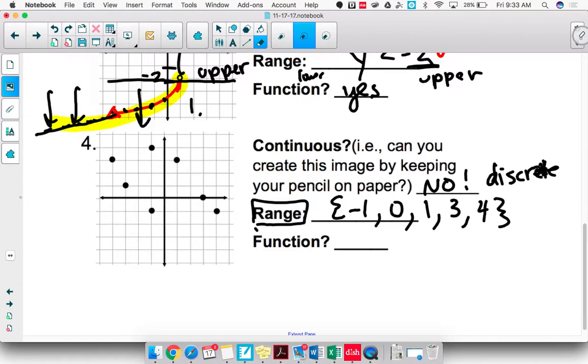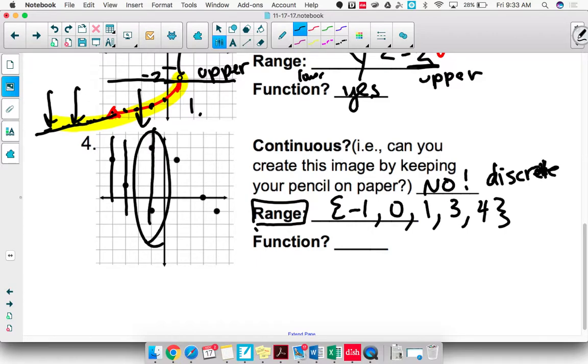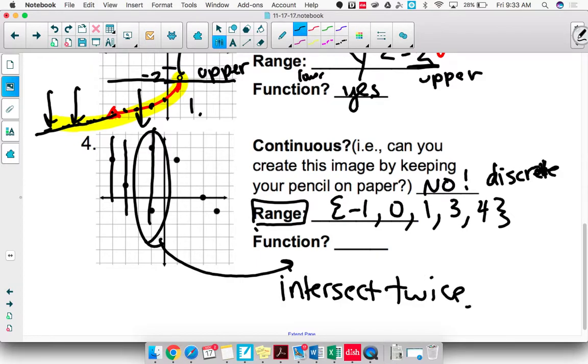All right, and then I'm just going to check the vertical line test here. That only intersects once. But here we intersect twice. Since it intersects the graph more than once, it does not pass the vertical line test, so it is not a function. All right, hope that helps.